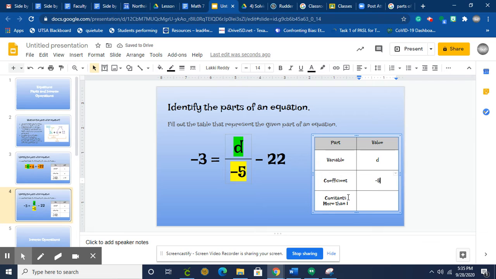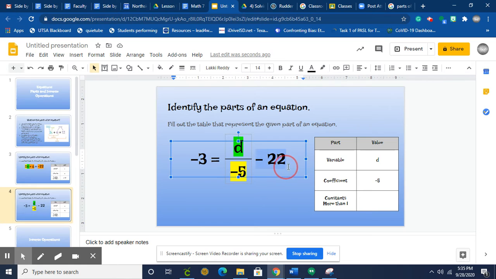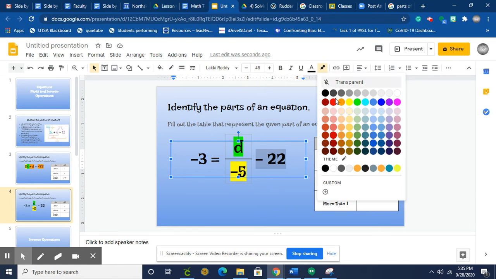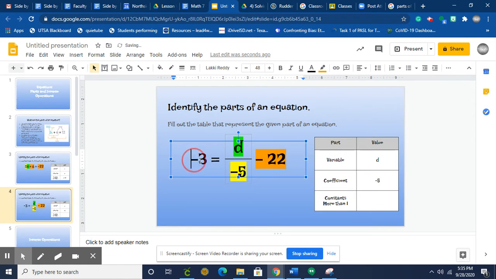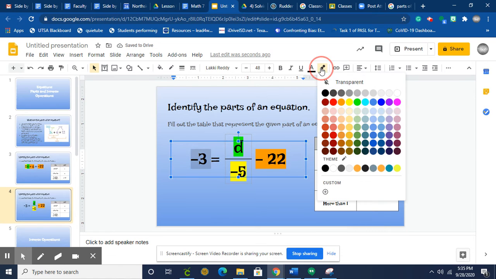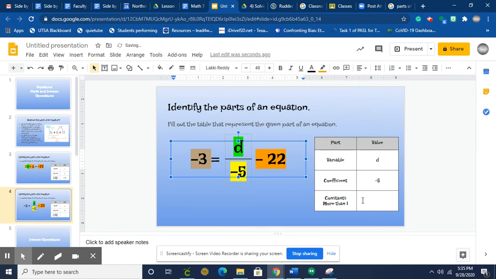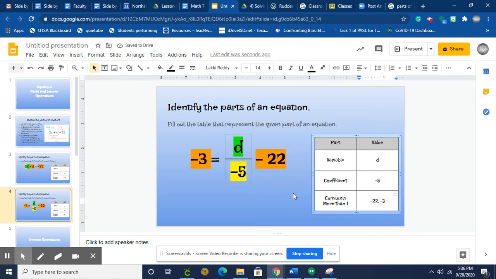The last thing I'm looking for are the constants in this problem. Remember, the constants are the numbers that are either being added or subtracted with the coefficient and the variable, or the number by itself. So in this case, I see I have a -22 as one of my constants, and I have a -3 as well. These are the parts of an equation that you will have to identify, because when we start solving and referring to the vocabulary, it's going to be important.